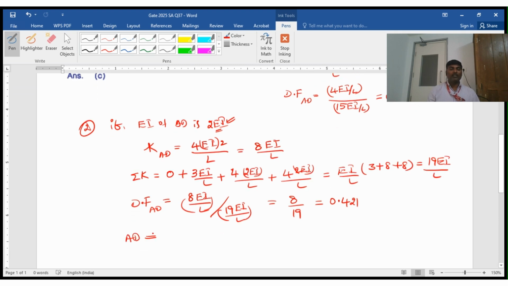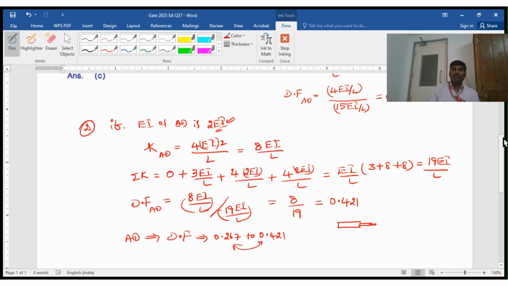So what is the actual case for member AD? Half of the member is having flexural rigidity 2 EI, the other half is only EI. So the value of the distribution factor shall be minimum 0.267 to maximum 0.421. Okay, so this is the range of distribution factor.